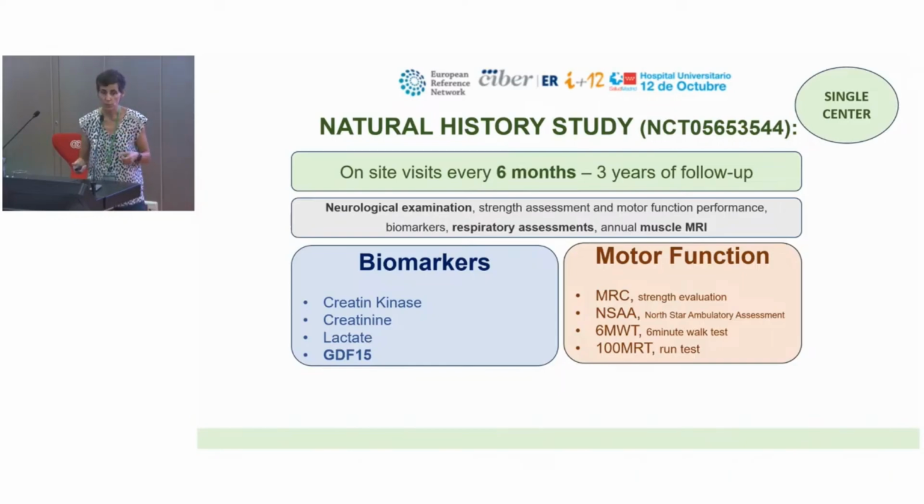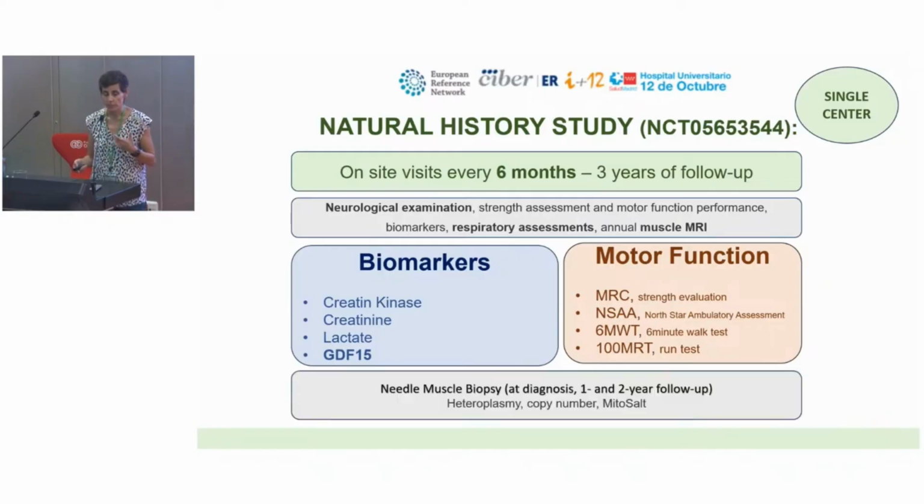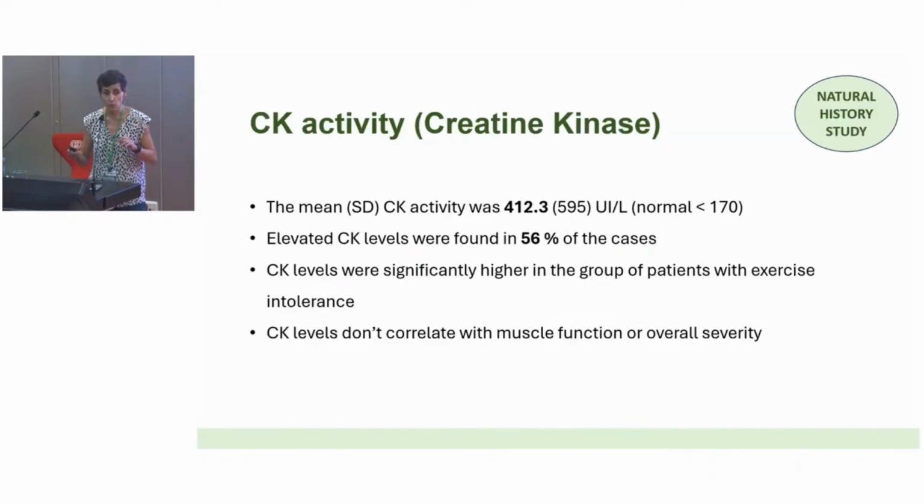We also take samples for analysis of biomarkers, such as creatine kinase, creatinine, lactate, and GDF-15. We also do a respiratory assessment once per year, and also an annual muscle MRI. And all patients do have a muscle biopsy for the diagnosis, and the majority of them have agreed to repeat the muscle biopsy with a needle, just to analyze the heteroplasmy levels, but also the copy number in the muscle, and we also use MitoSAlt to look for the profile of the multiple deletions in patients with maintenance disorders. So it's a small cohort, but it's a very well-characterized group of patients.